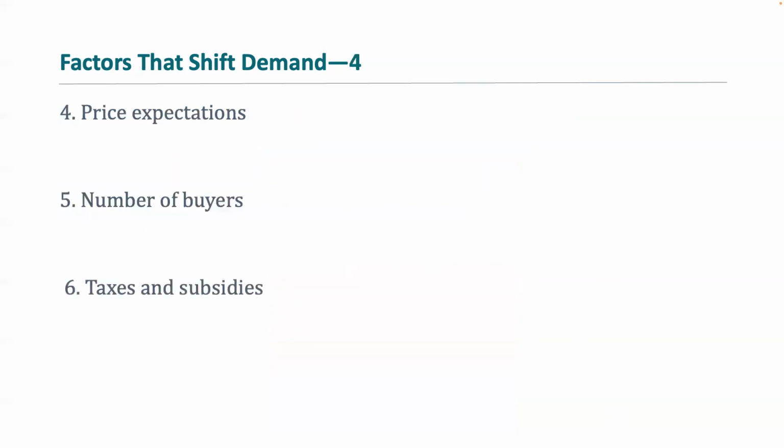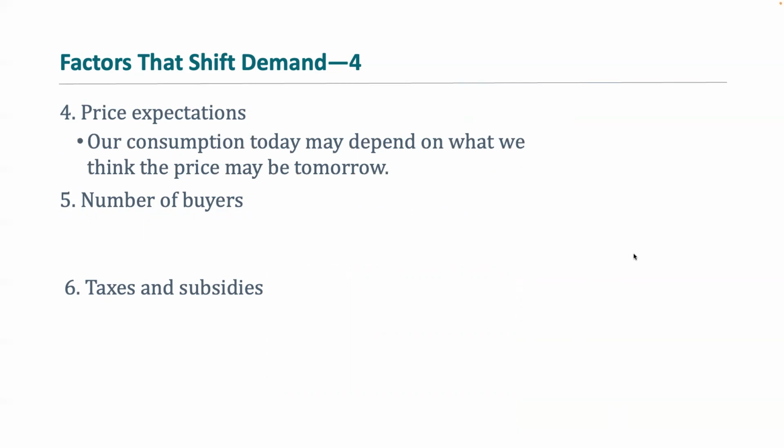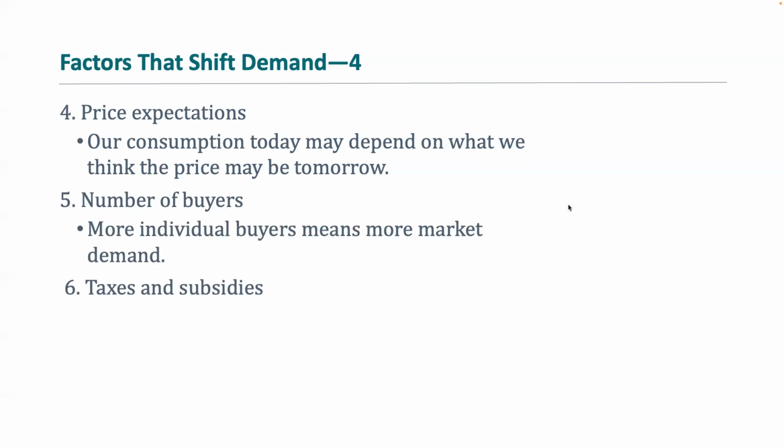Other things outside of price that can shift that demand curve are going to be things like price expectations. So our consumption today might depend on what we think is going to happen tomorrow. If I think that the price might go up, I might stock up now while that price is lower. Or if I think that price is going to go down, I might not buy any today. If more people come into the market, then that market demand might increase because there's more buyers that are interested in that good. And then taxes and subsidies are going to affect that as well.